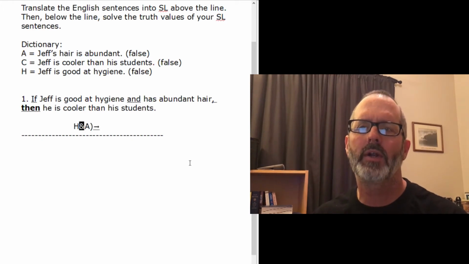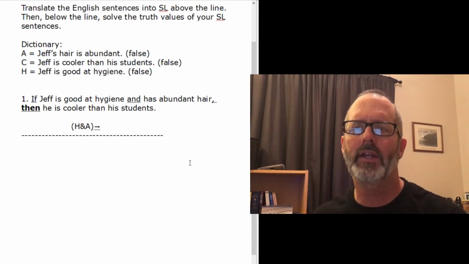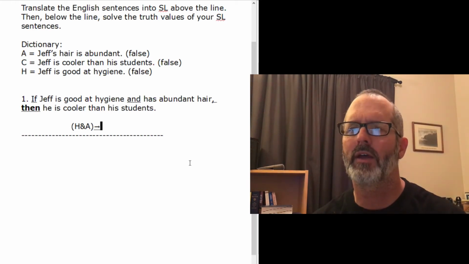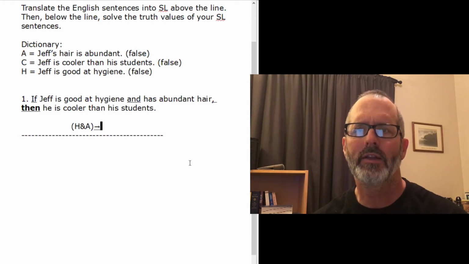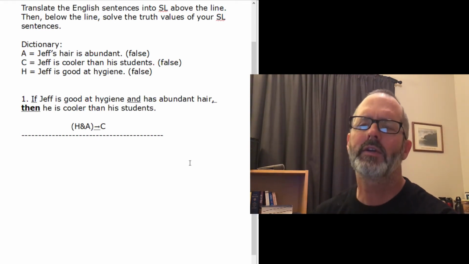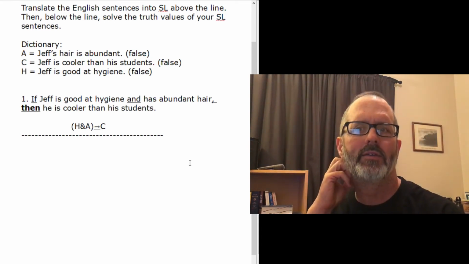Now, if I'm looking at this, I see that I need to isolate that main connective, so I'm going to fill in my parentheses right now. I'm filling in my parentheses. There they are. Now I'm ready to translate the right side. On the right side, it says he is cooler than his students. That is C. So let's double check. Is the main connective clear? Main connective is clear, so my sentence is fine.